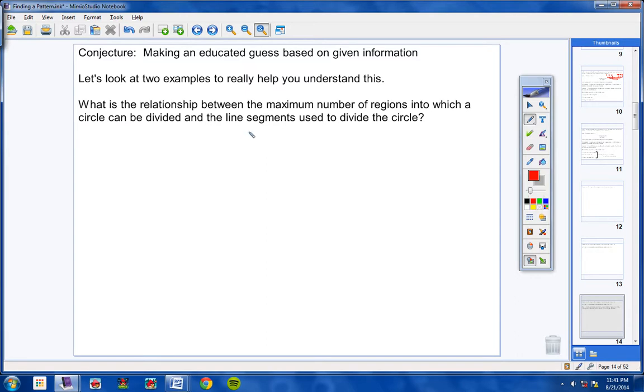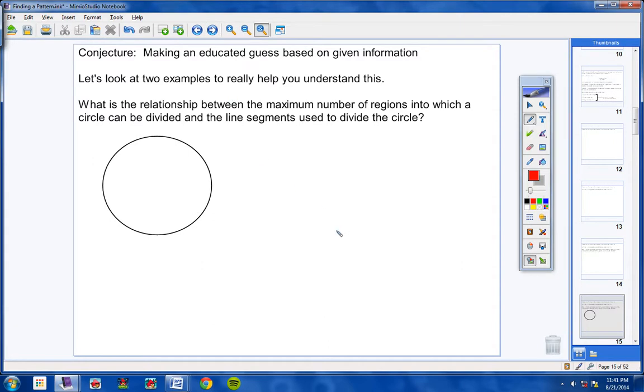What is the relationship between the maximum number of regions into which a circle can be divided and the line segments used to divide the circle? Let me read that again. What is the relationship between the maximum number of regions into which a circle can be divided and the line segments used to divide the circle? Now again, don't take notes on this, just watch, okay? What I'm going to do is I'm going to try to find that relationship. So here's what I do.